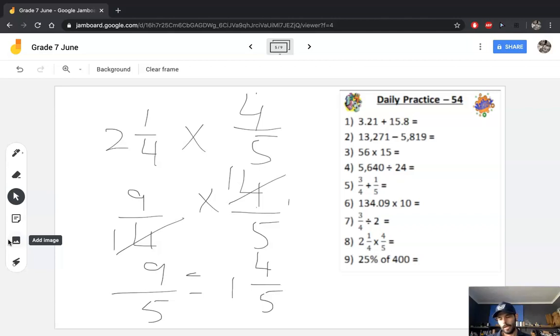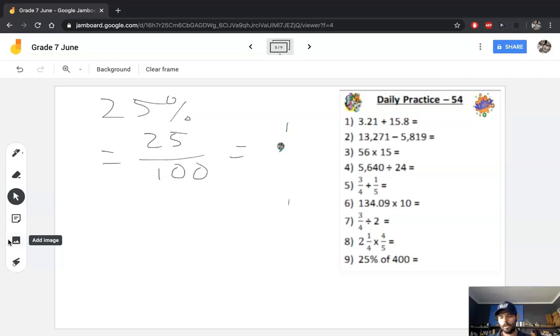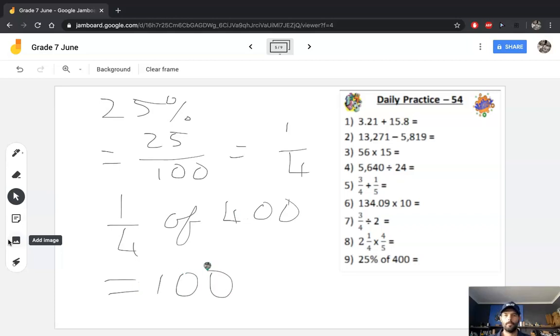Great. Then the last question is 25% of 400, and 25% is equal to a quarter. So we're looking for a quarter of 400. Let's just write that down. That's equal to 25 over 100, which is equal to a quarter. So in essence, we're looking for a quarter of 400. And 400 divided by 4 is going to give me 100.